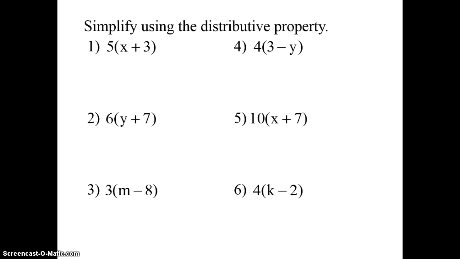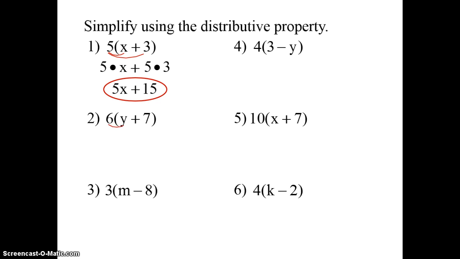Number 1, I'm going to simply multiply 5 with x to get 5x, and then I'm going to multiply 5 with 3, so I get 5x plus 15, and I simply leave it like that because I cannot add 5x with 15. The 15 doesn't have an x, and they're not the same. One has a variable and the other doesn't.